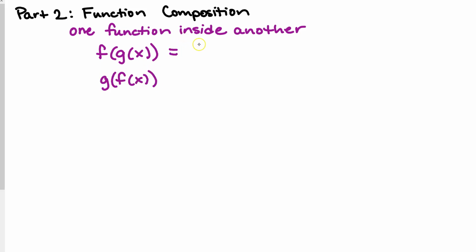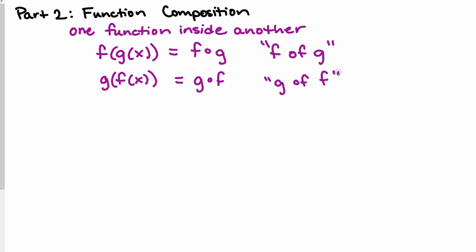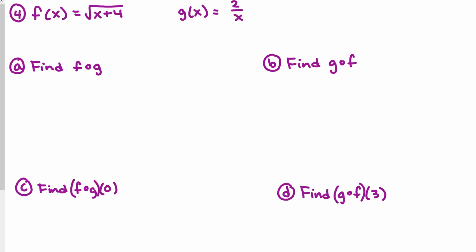But the special notation for that looks like this. f of g looks like a little o, and sometimes people say fog. g of f. This is what we say. f of g, g of f. And it doesn't mean multiply. It means one function is inside the other. You could also have f of f. You could put f inside f. You could have g of g, g inside g. You could have f of g of h. You could have all kinds of things. So let's look at this example.